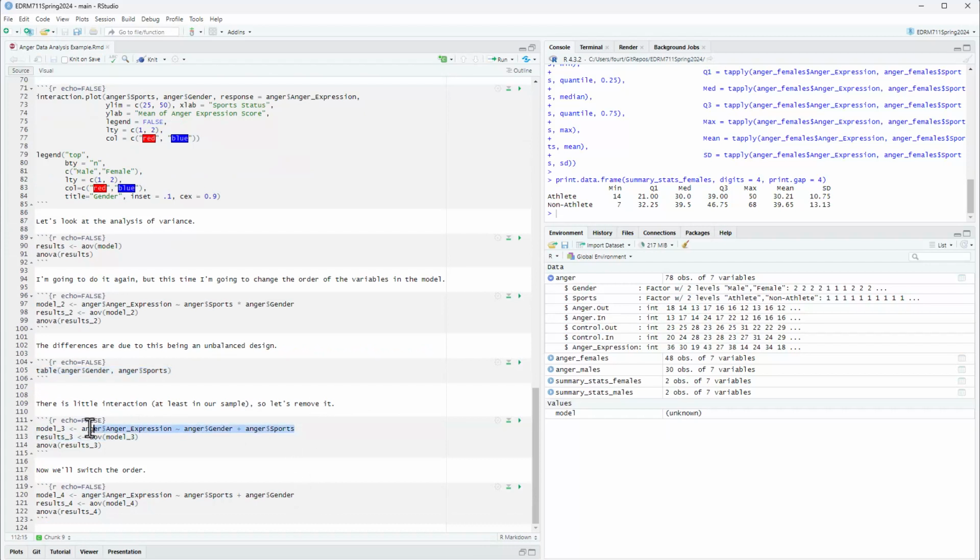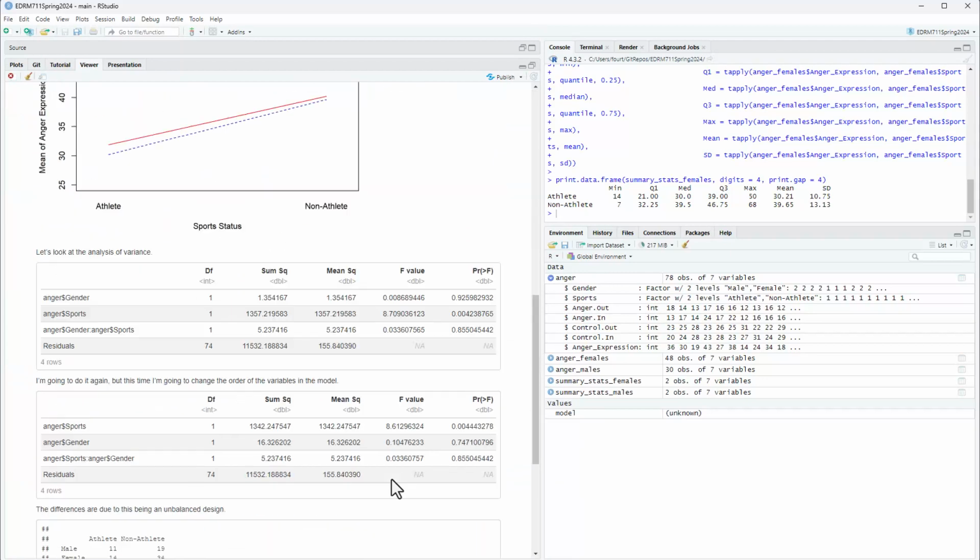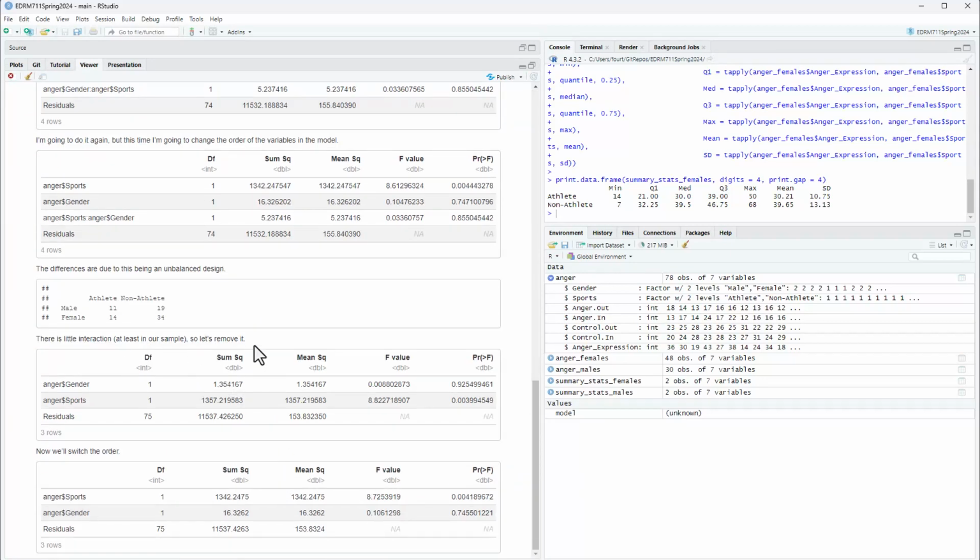So notice now I've taken out interaction and instead only put in the main effects. Now I've done it two ways here, and we're going to compare those. This way I put in gender first. This way I put in sports first. So let's look at those final two analysis of variance tables. Here's the one with gender in first, and here's the one with sports in first.